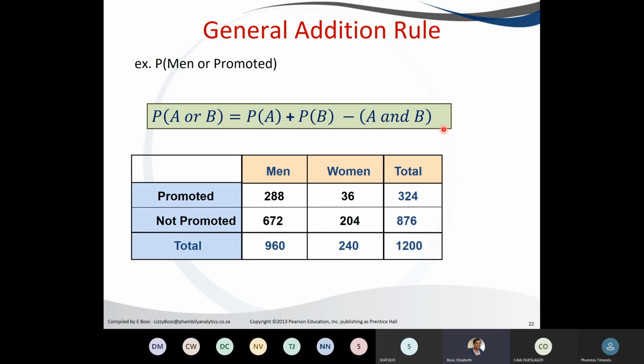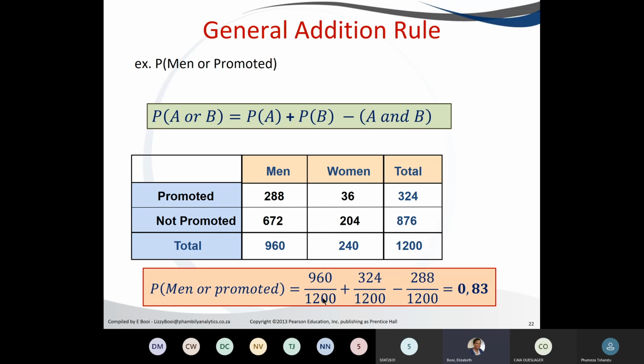So we're going to calculate it by saying 960 divided by, because these are events. Remember, when it's a whole number, it's an event. So when we calculate the probability, we'll say 960 divided by 1,200, plus 324 divided by 1,200, minus 288 divided by 1,200. And that gives us 0.83.